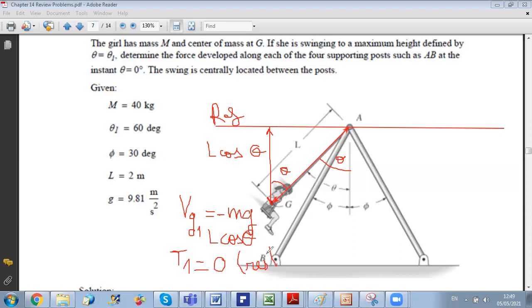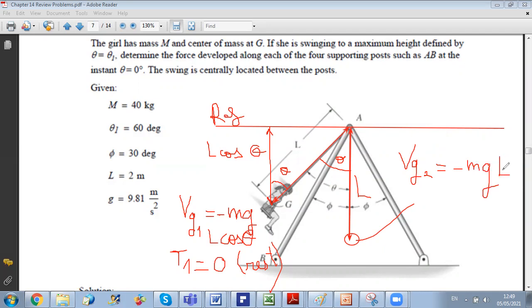Now, the second position of interest is the vertical position. When I am at the vertical position, what will be my gravitational potential? Minus mg times L, very good. Because the vertical distance from the reference is now equal to the length of the cable, since the cable is vertical. So at position 2, the gravitational potential Vg at state 2 is equal to minus mg times L.